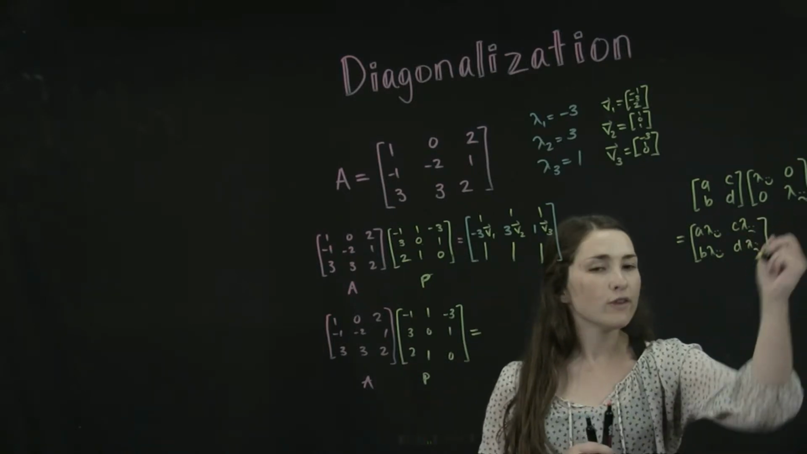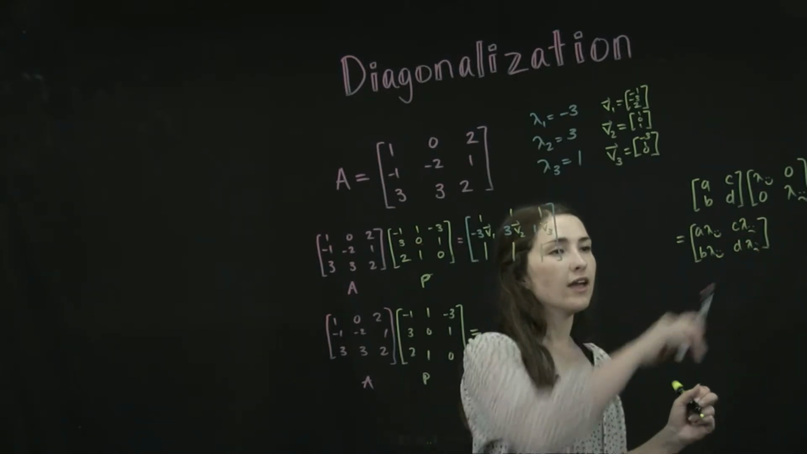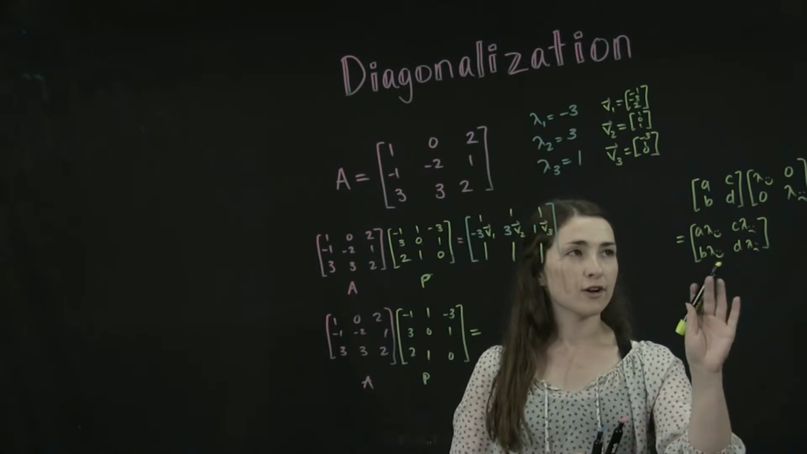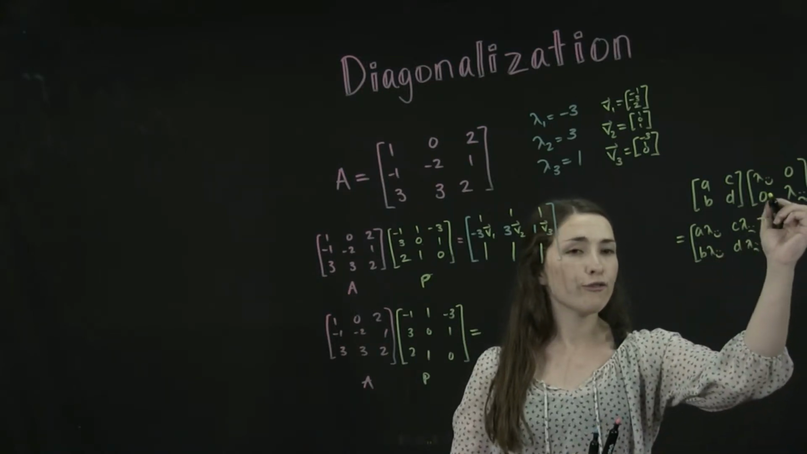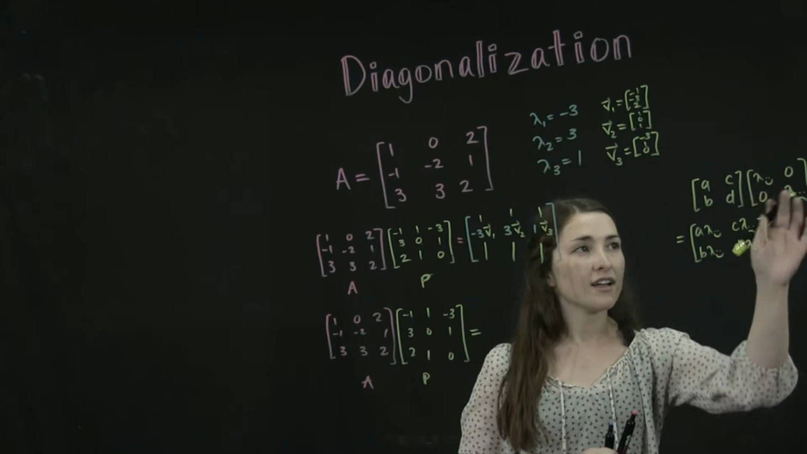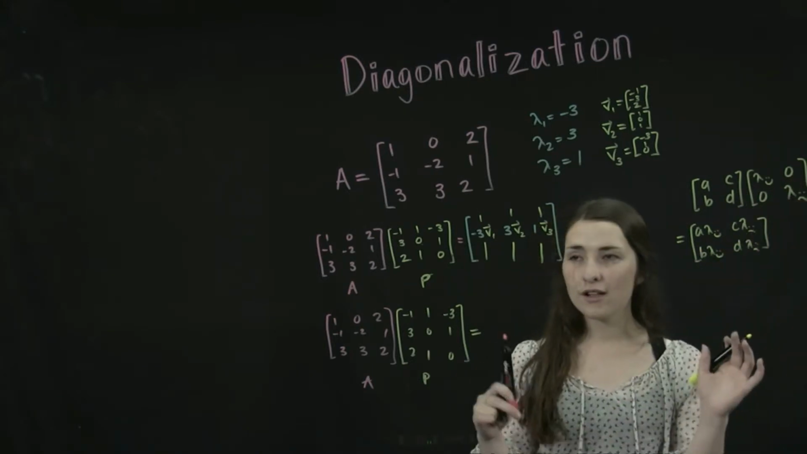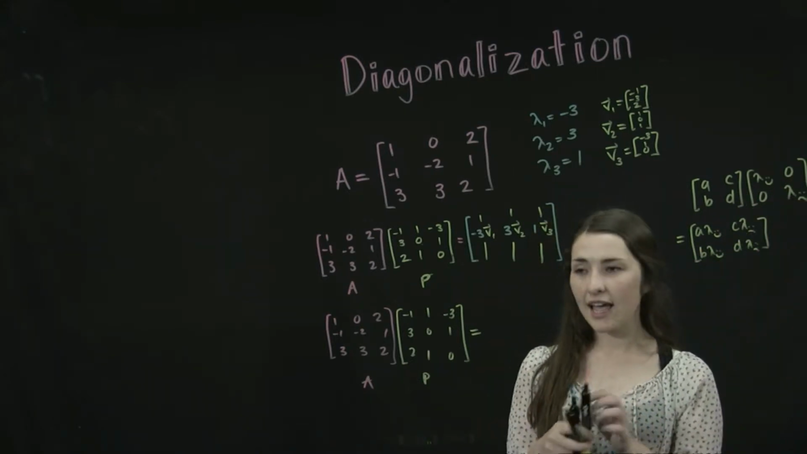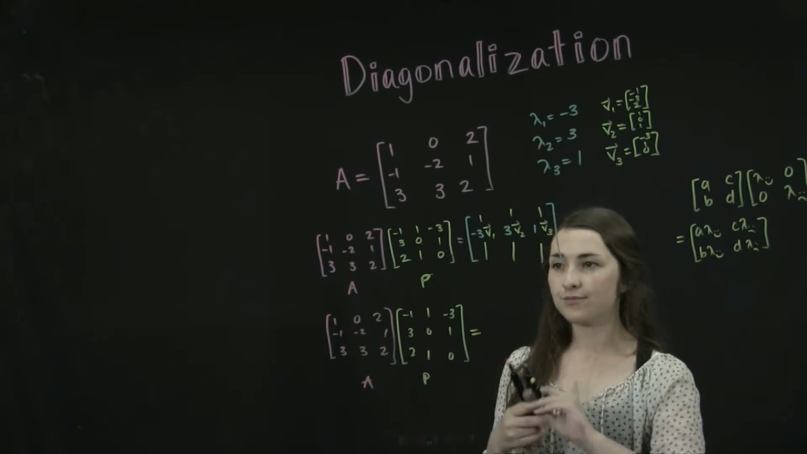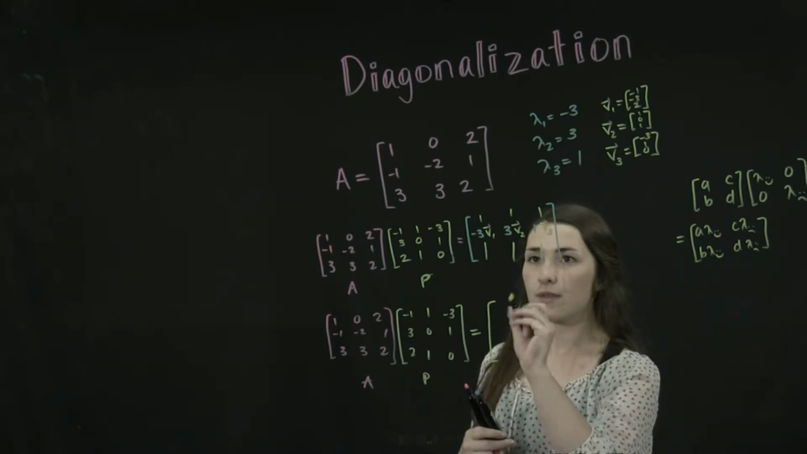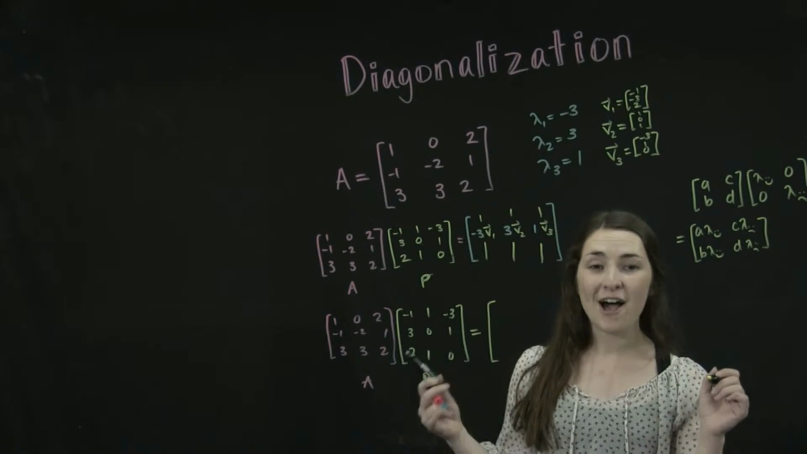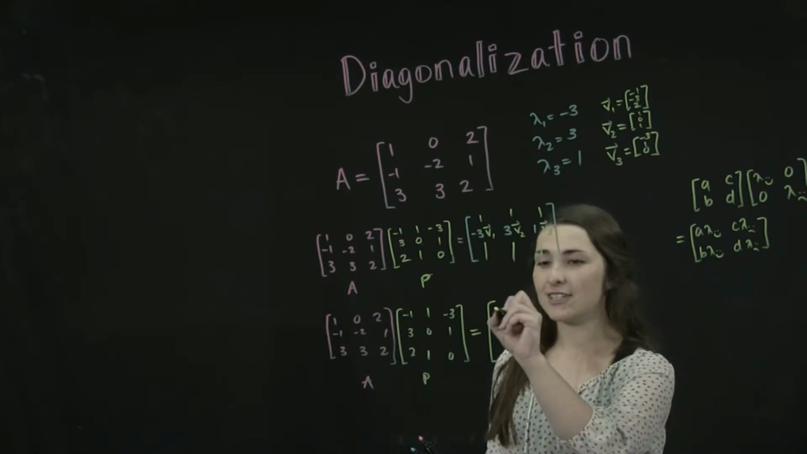So we notice here that all of our lambdas with the smiley face are in our first column, and they're in the first column of our matrix here. So let's try that out. So if we take our matrix here, and let's just rewrite P, because we know that that is the matrix of all of our eigenvectors.